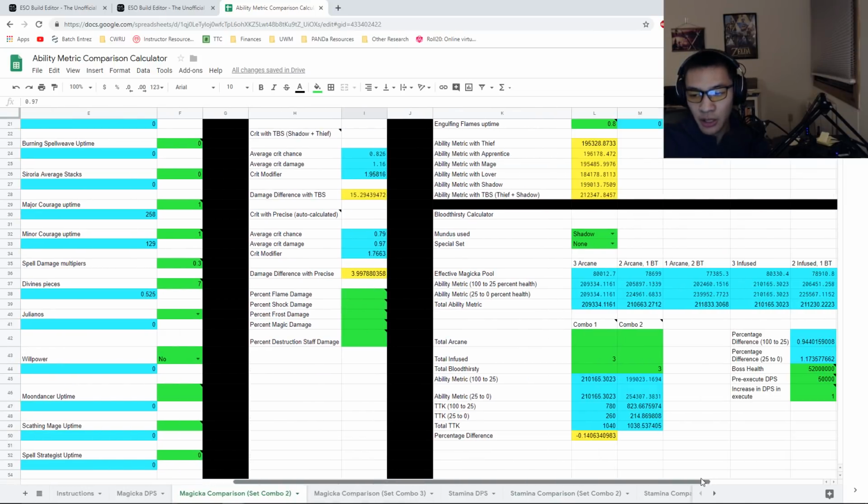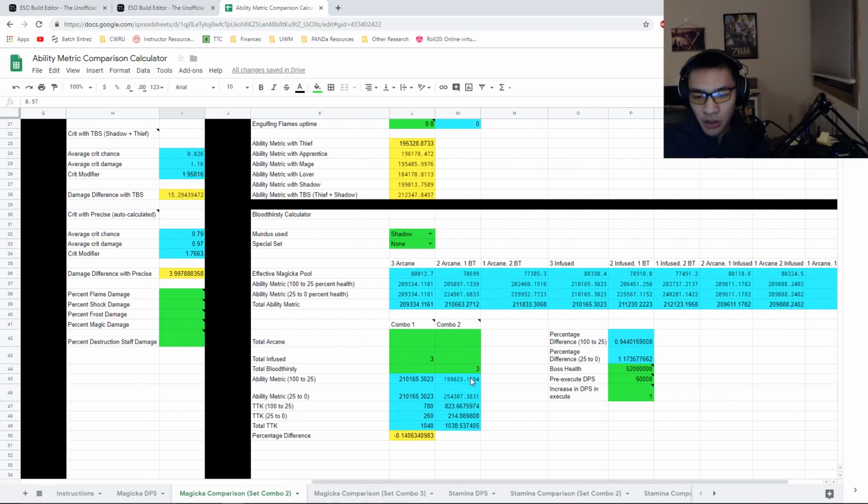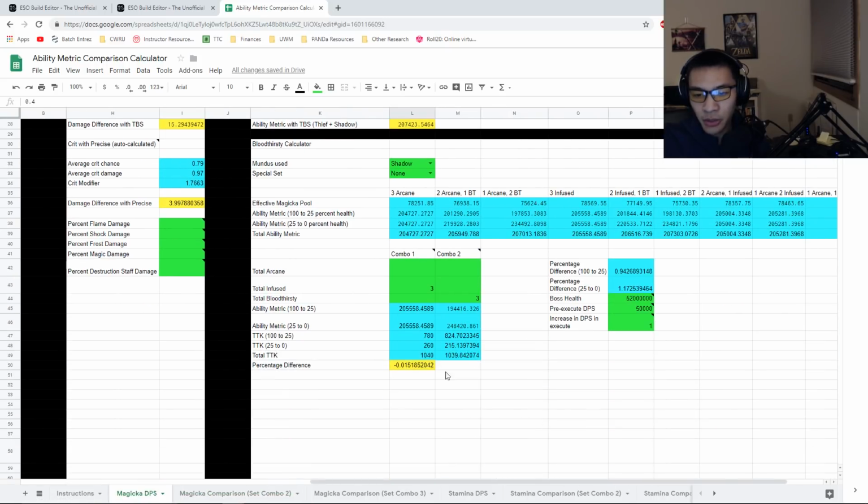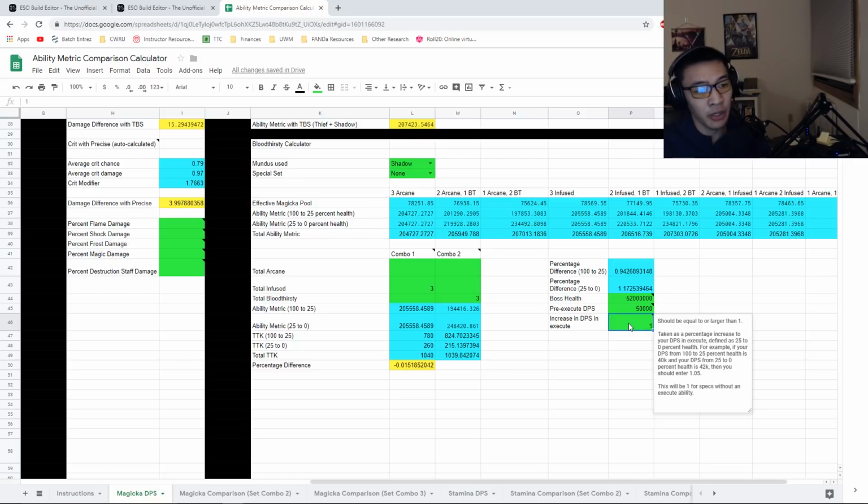So if we take a look at 3 infused versus 3 Bloodthirsty, this is with minor courage, we're seeing a 0.14% decrease in total time to kill, versus without the minor courage, where it's a much smaller 0.01% decrease in total time to kill here. Again, this is assuming that we're not increasing our DPS in execute. If we are increasing our DPS in execute, which as a Nightblade you certainly should be because you have an execute, then this gap will increase.